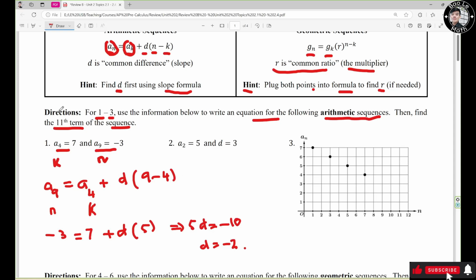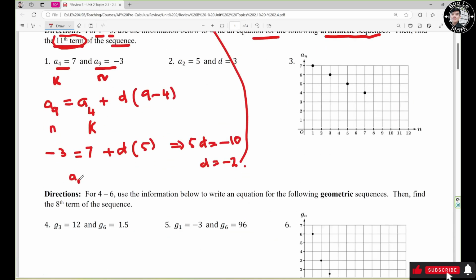Now I need to find the 11th term, so I need to substitute d equals negative 2 back into this formula, right? So I have a sub n equals a sub k. Now, in this situation, you can pick either of these as the k term. I'm going to pick this one. So a sub k is 7, minus 2 times n minus k, which is 4.